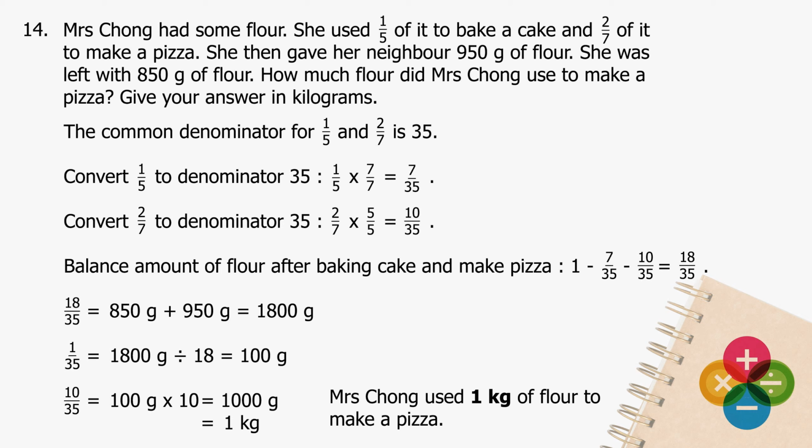18/35 is equal to add 850 grams to 950 grams, and the sum is 1800 grams. 1/35 will be divide 1800 grams by 18, and the quotient is 100 grams. 10/35 will be multiply 100 grams by 10, and the product is 1000 grams, which is equal to 1 kilogram. Mrs. Chong used 1 kilogram of flour to make a pizza.